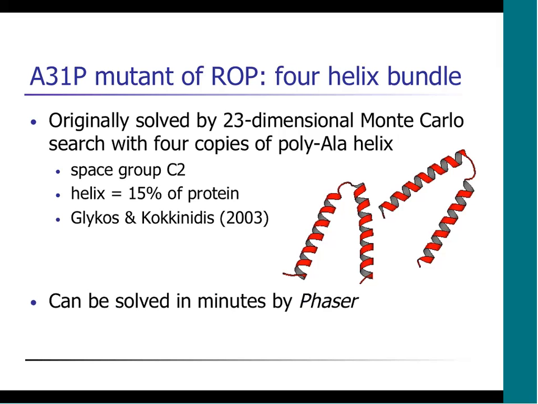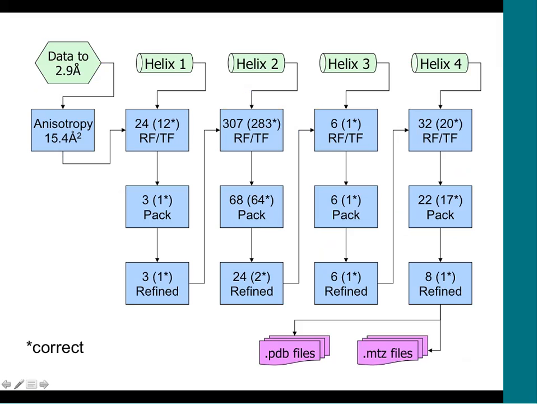And I'll go through this really briefly, but this illustrates a couple of things that I wanted to mention about automation and user fatigue. If I was doing this by hand, I would give up at a certain point. So here's how the process goes. We have the first helix. We do a rotation search and a translation search. There are 24 possible solutions. The best one is number 12 in that list.